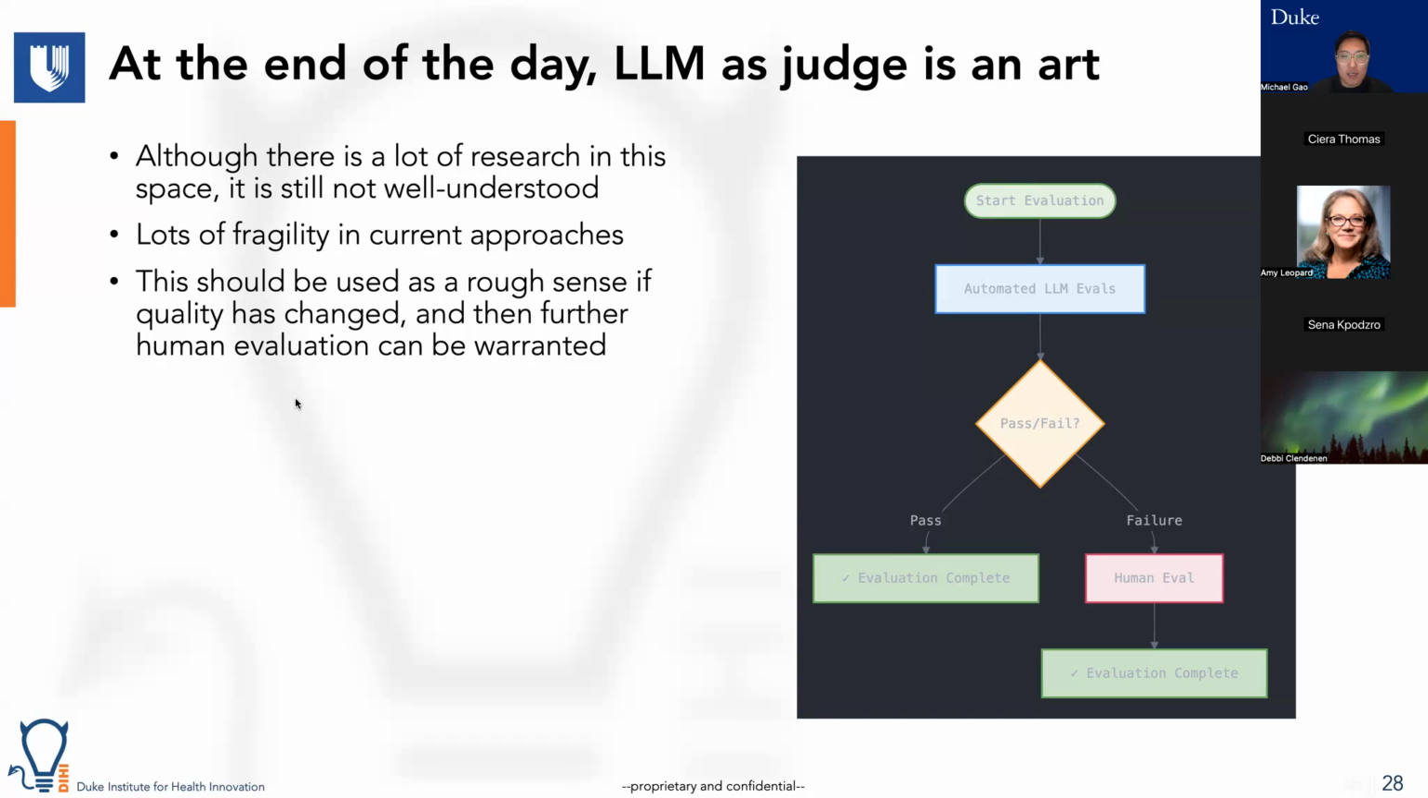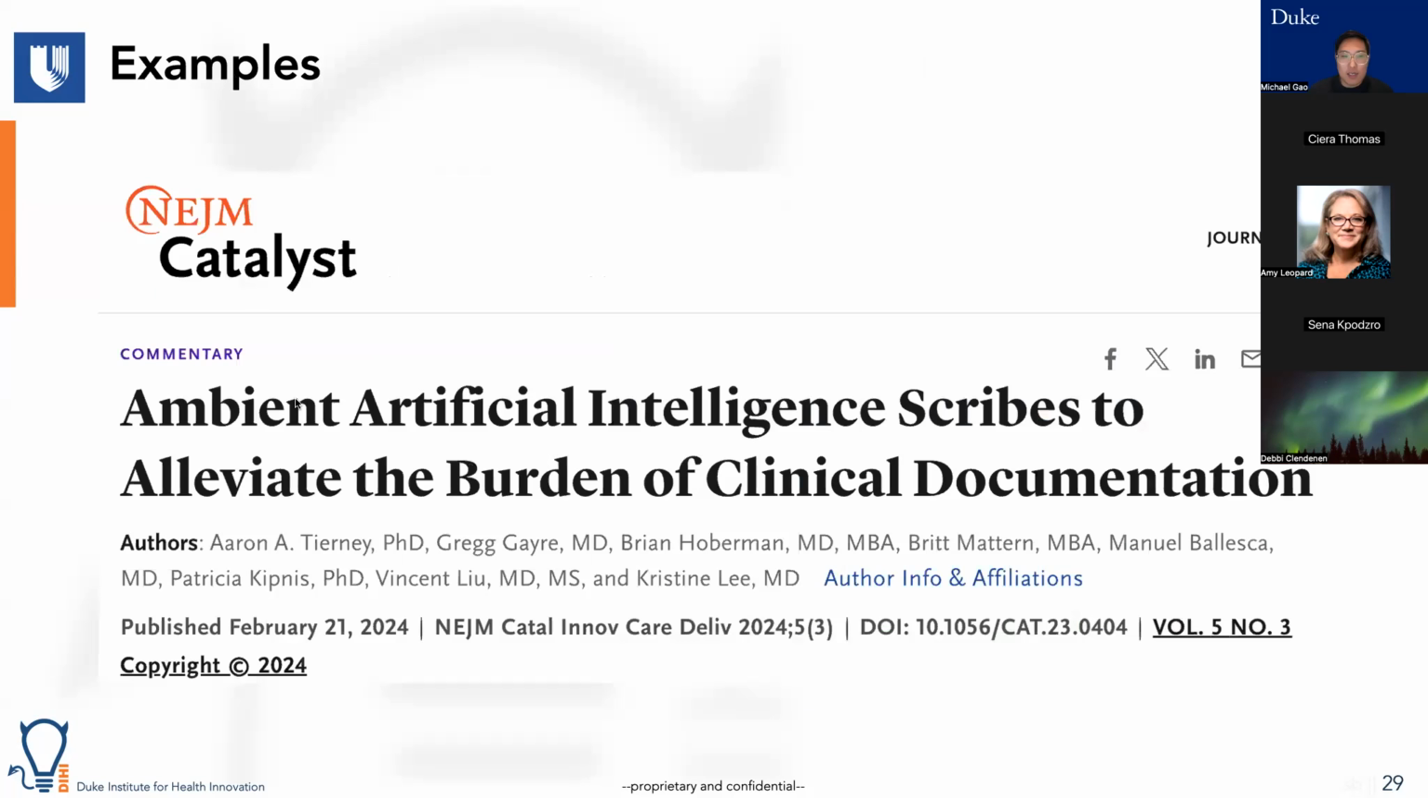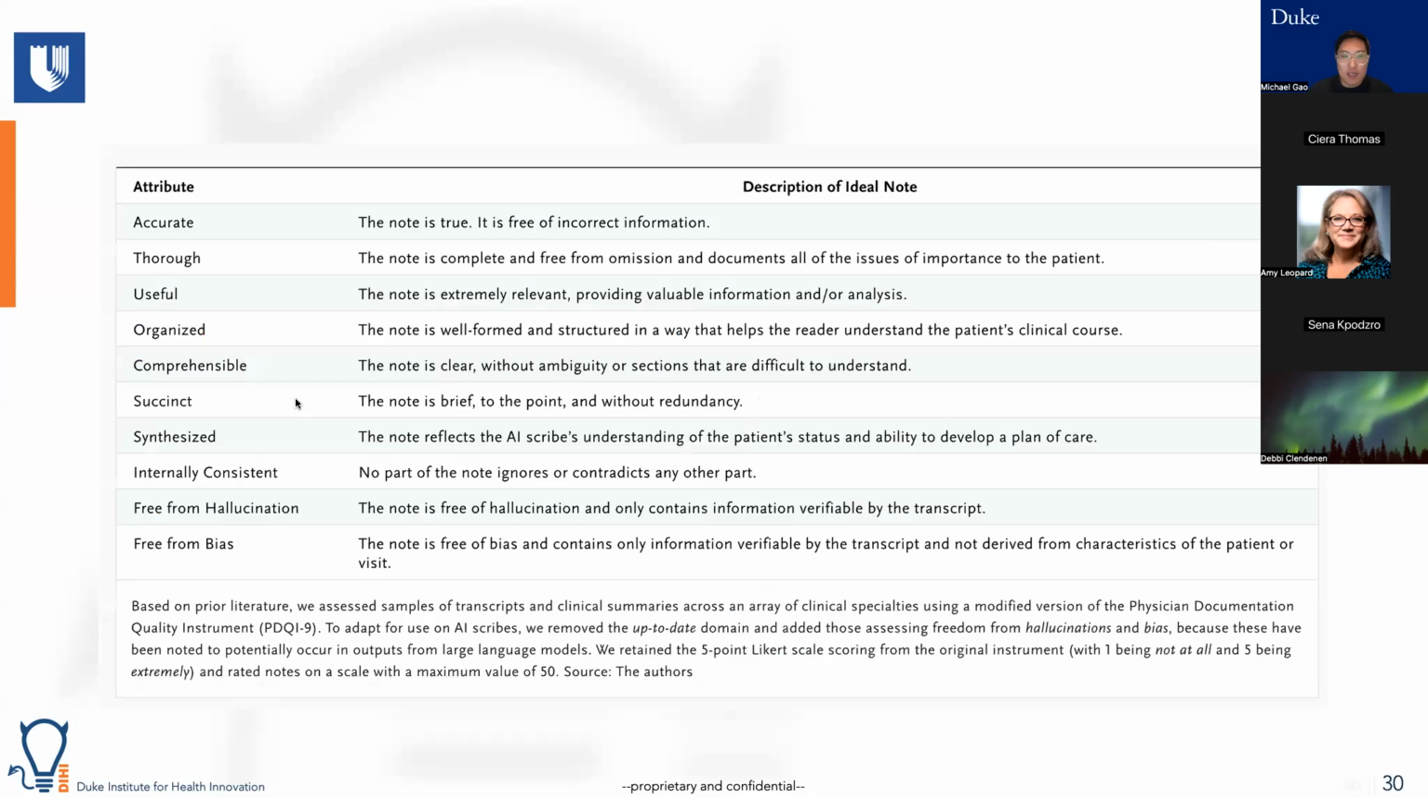And so I think a great example of this is when Kaiser went and evaluated their implementation of ambient scribes. I think this was about a year ago. It's a great paper from the New England Journal. I highly recommend you read it.